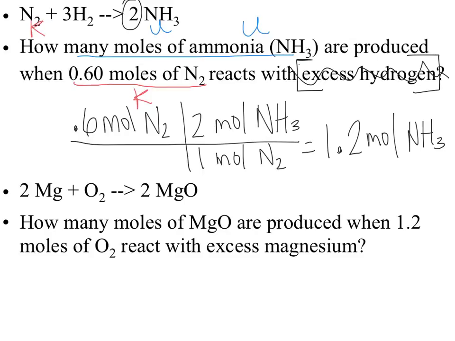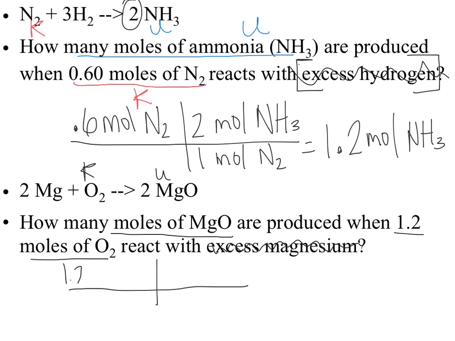How many moles of MgO, so that's what I'm trying to solve. I want to get to moles of MgO, so that's my unknown. That's what I'm solving for. Are produced when 1.2 moles of O2 react with excess magnesium. Again, excess magnesium is just telling me that I've got plenty of it, so I don't need to worry about the magnesium. My known is oxygen. So set up your grid again. Start with the known from the problem, 1.2 moles of O2.